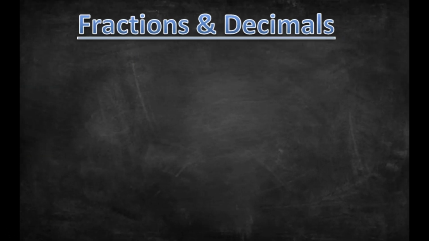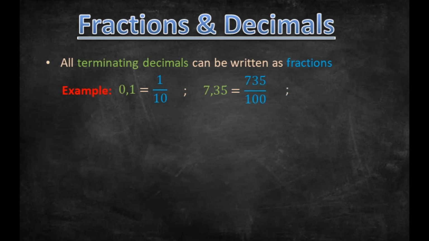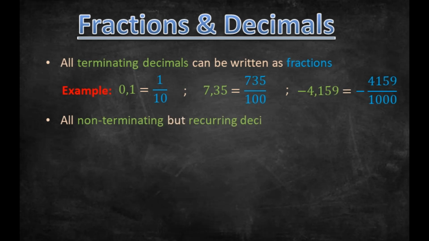We now want to put together some important facts about fractions and decimals. Firstly, all terminating decimals can be written as fractions. For example, 0,1 can be written as a tenth. 7,35 can be written as 735/100. -4,159 can be written as -4159/1000.